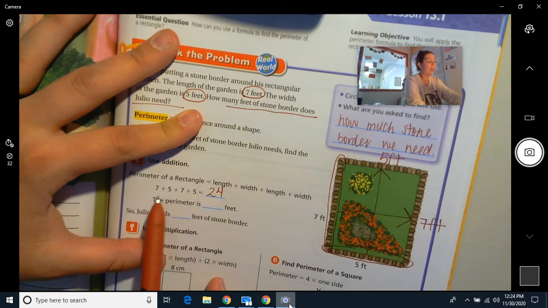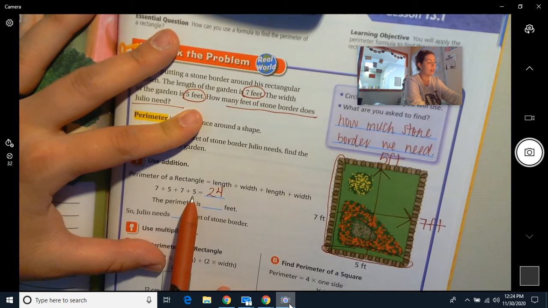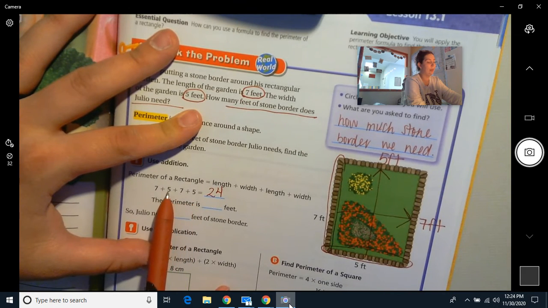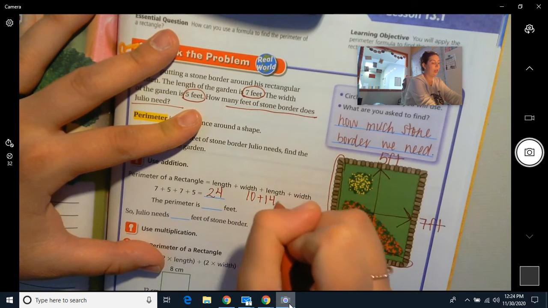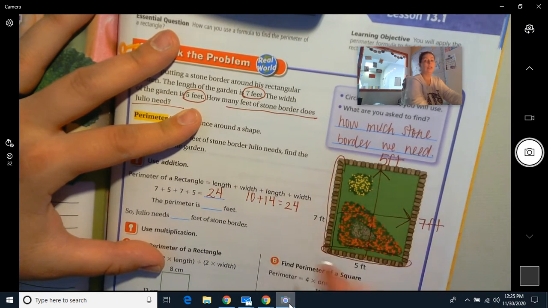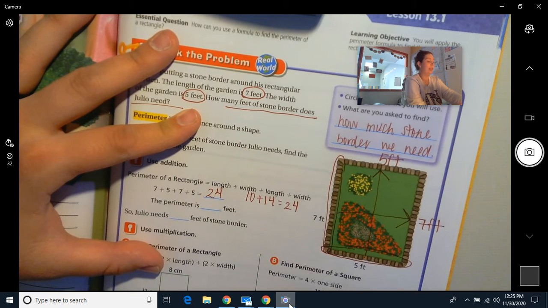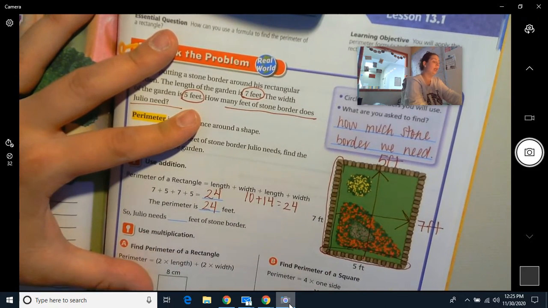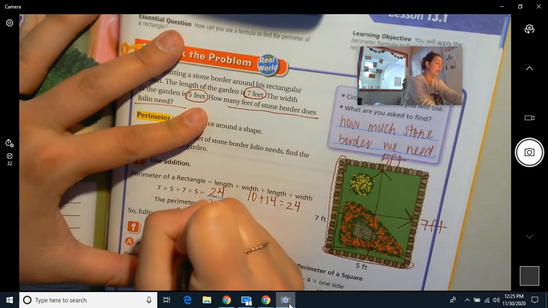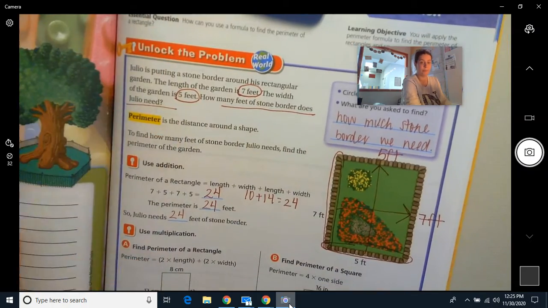So if I would have added all those, I could have counted on my fingers. I could have done this a lot faster by doing 5 plus 5 is 10. I know that. 7 plus 7 is 14. 10 plus 14 also equals 24, which is the same answer. Okay, so the perimeter is 24 feet. So Julio needs 24 feet of stone border.